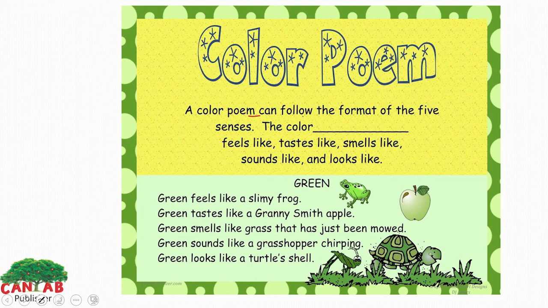A color poem can follow the format of the five senses: taste, smell, sound, looks or feel. Like we have a green color here. Green feels like a slimy frog. You can see the green color frog here.